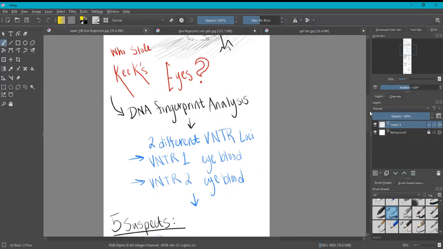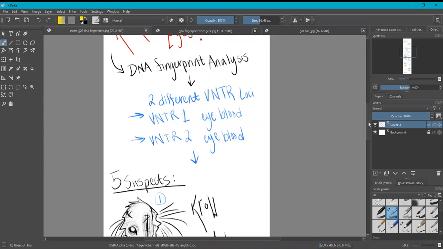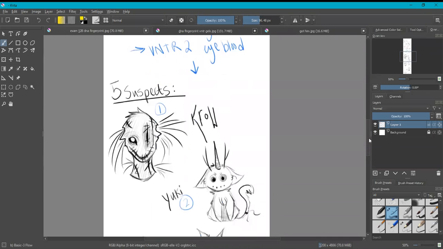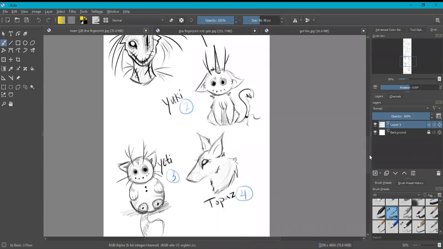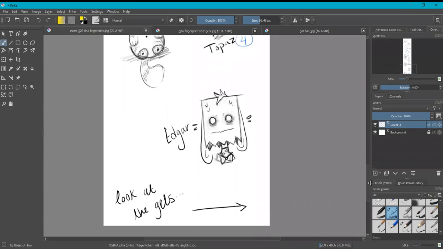That's a variable number tandem repeat, where a nucleotide sequence is organized as a tandem repeat and it can have different lengths among individuals. The two we'll focus on are eye and blood. From this, we made a list of 5 suspects: Crow, Yuki, Yeti, Topaz, and Edgar.